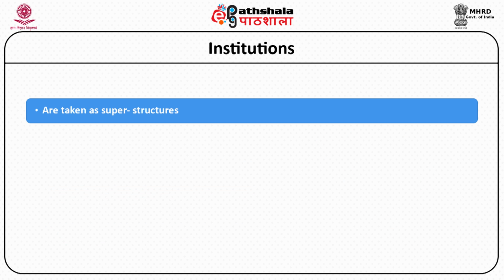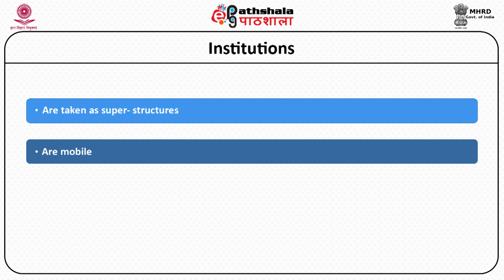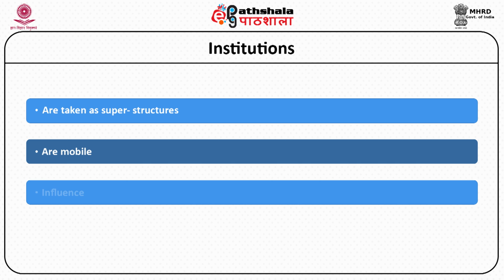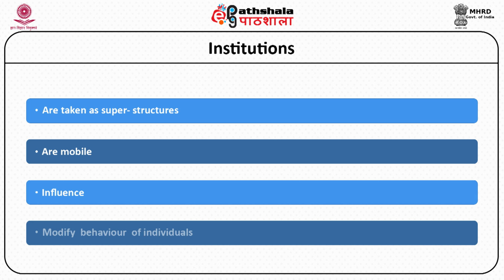Institutions are taken as superstructures. They are mobile, they are flexible. If they are rigid, there are chances of their breakdown, their non-acceptability by the people of the political system. They can have short-term as well as long-term influence, not only on the respective political system, but on the political systems around the political system in which they are operating. The institutions modify the behavior of individuals.